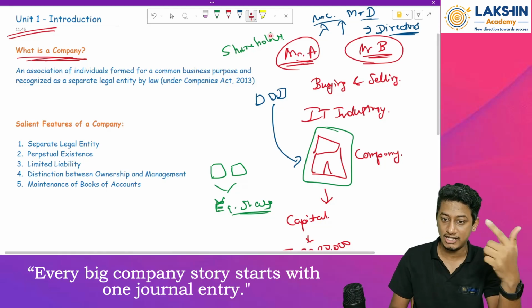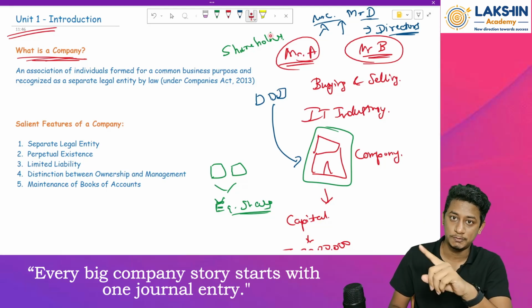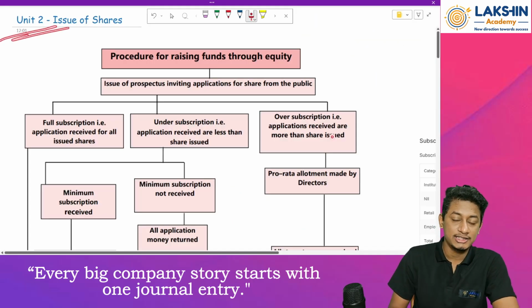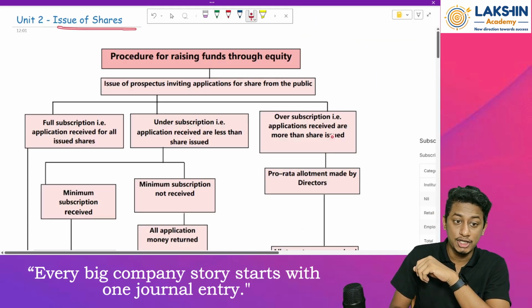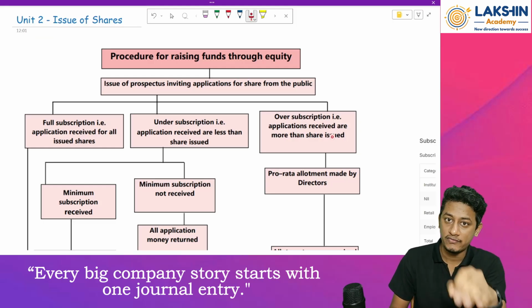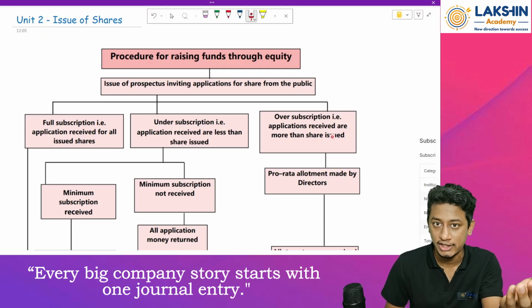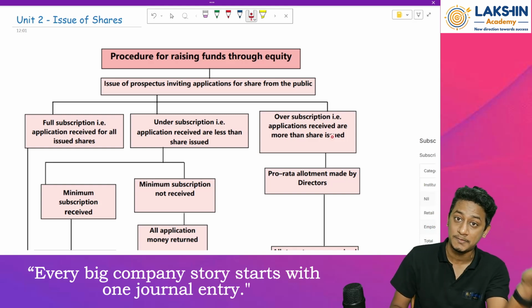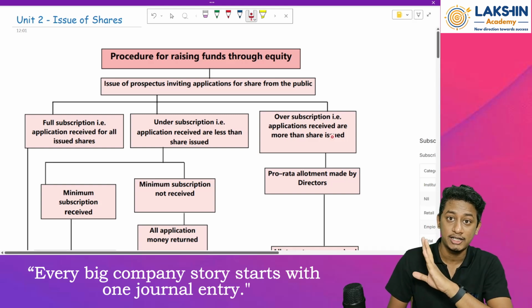So we're done with the basics, whatever is required for the purpose of your practicals, right? So whatever is required further onwards will be dealt with in those particular units. Okay. So now let's start with unit 2, that is the issue of shares. So in case of issue of shares, how to pass the journal entries? What is the forfeiture of a share? What happens when you reissue a forfeited share? What happens when there is oversubscription, when there is undersubscription? All those cases we will have a look at in this particular chapter.